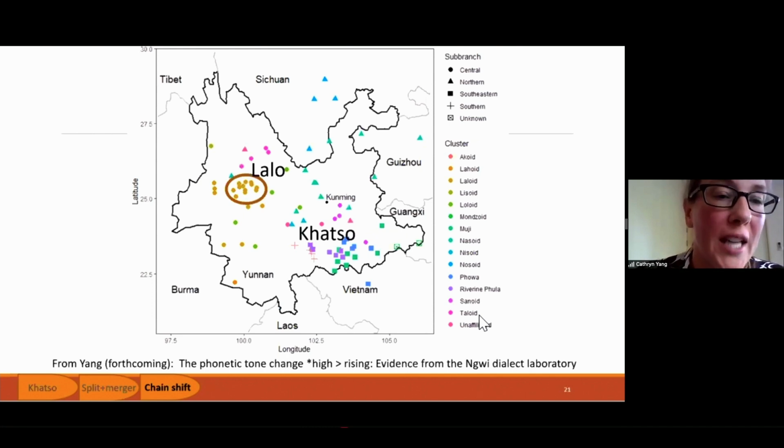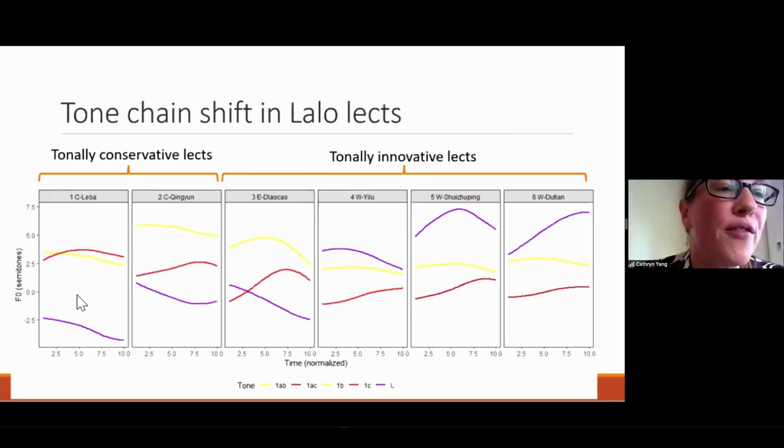So now we're going to look at dialect variation within the Lalo language cluster. Not that we're saying Lalo should be subgrouped with Khatso, but Lalo dialect variation gives us a more finely grained picture of the intermediate stages in a tone change shift. So here are the tone plots of tone 1. The red line is after voiced consonants and the yellow line after voiceless, and the purple line is tone L, or you could call it tone 4BC. It's arranged with the tonally conservative on the left and tonally innovative on the right.